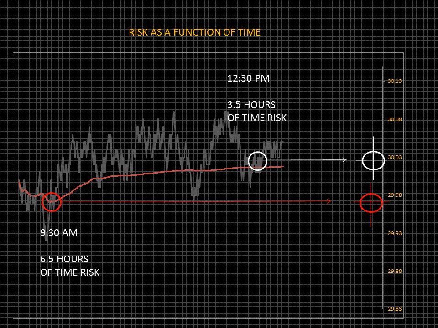Positions established at or near the VWAP at 12:30 carry only 3.5 hours of time risk. As the final VWAP becomes more certain, there's less movement in the VWAP later in the trading session. We want to establish positions at or near the VWAP later in the trading period that carry less time risk.